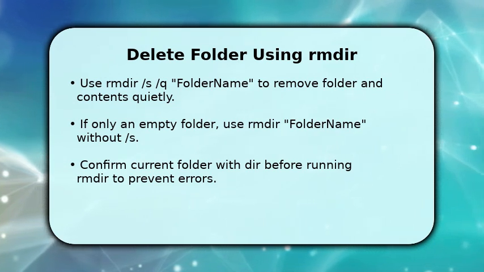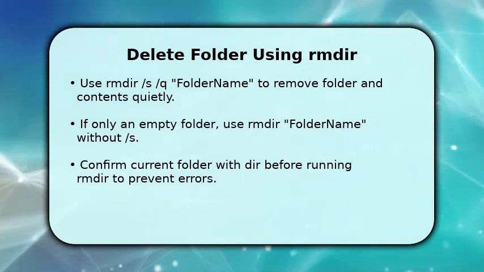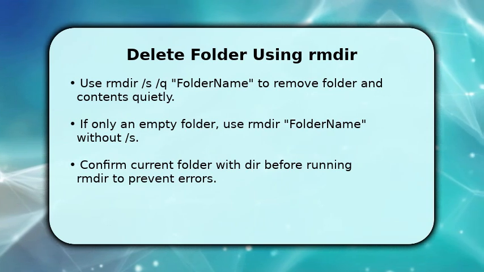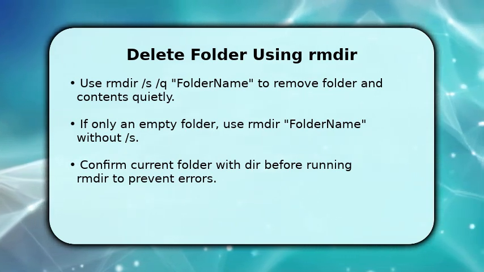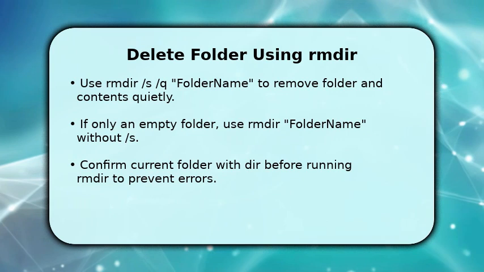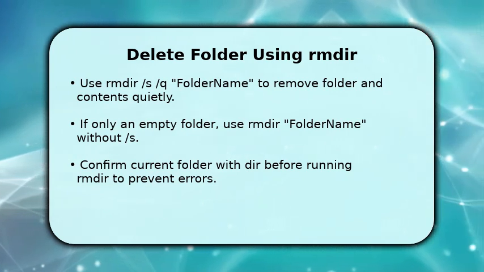Once done, run dir to confirm removal or check the parent path in Explorer. Use quotes for names with spaces and be deliberate because rmdir permanently removes files from that location.